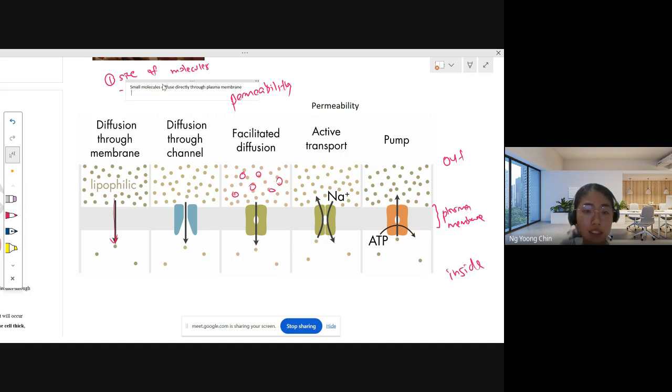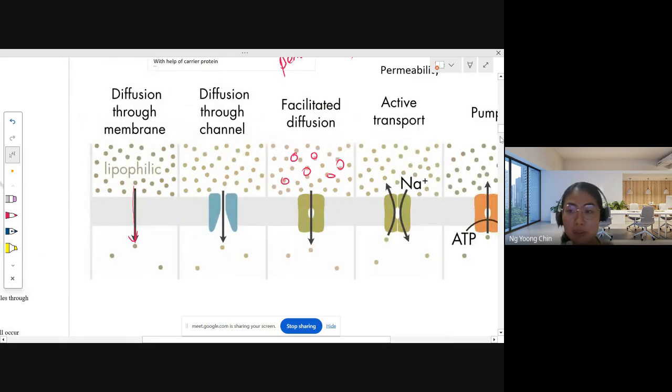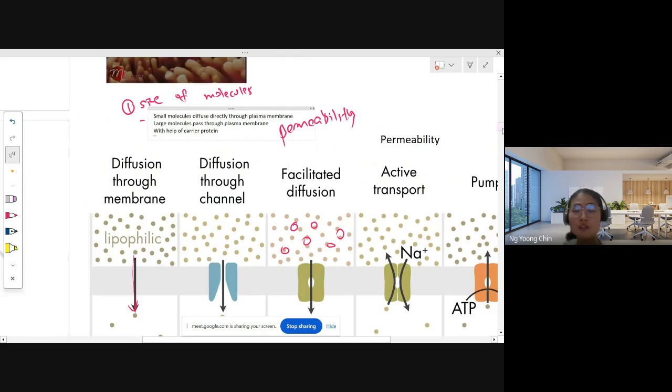And then large molecules are able to diffuse, able to pass through the plasma membrane with the help of carrier proteins. I think you still remember that in the plasma membrane there's a lot of carrier proteins, right? Yeah. So the size of the molecule will be a consideration.